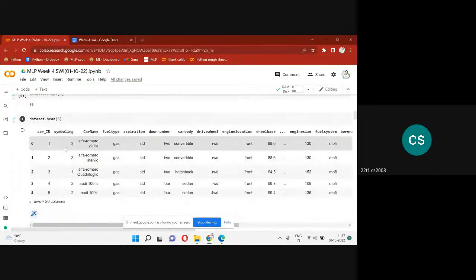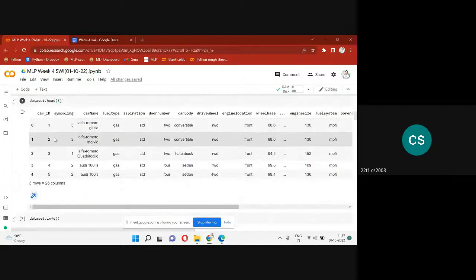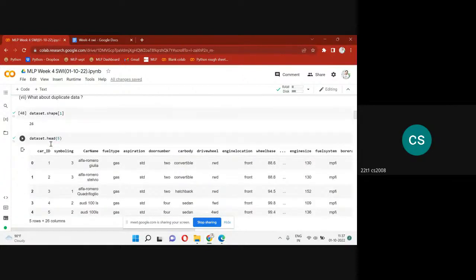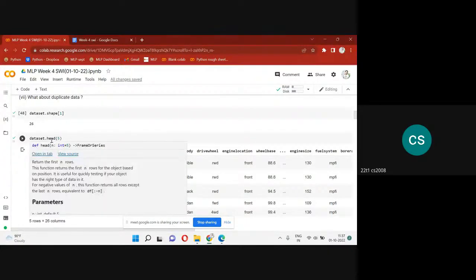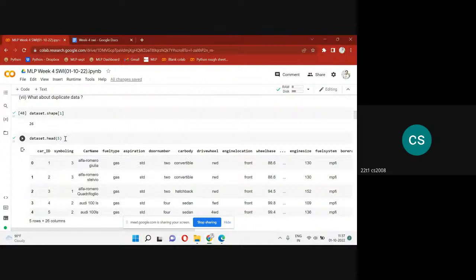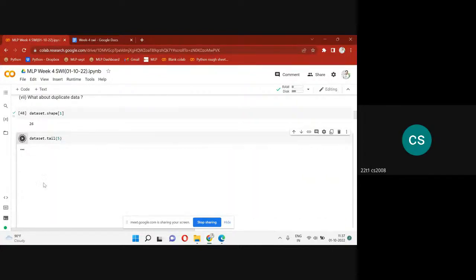After that, just do some basic inspection of your data set. How do you get the last 5 rows of your samples? You have the option of tail, not head. If you use dataset.tail, it will give you the last 5.